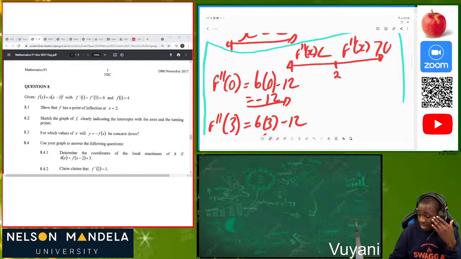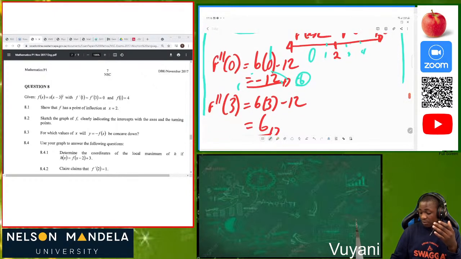We determined any number which is less than 2, even if we place 1 here, because 2 minus 1 is 1. We're going to have 1, we're going to have 0 here, we're going to have 3, we are going to have 4. So if we substitute any number which is less than 2, we're going to get a negative number here. For instance, if we placed 1 here, it's going to be negative 6. Negative 6 is less than 0.